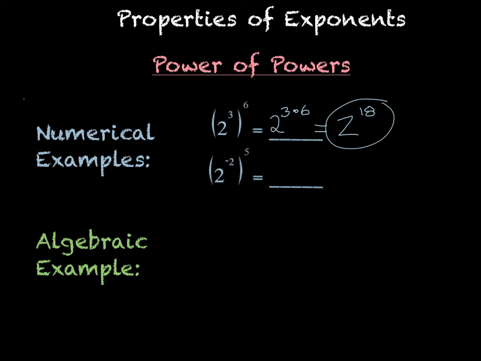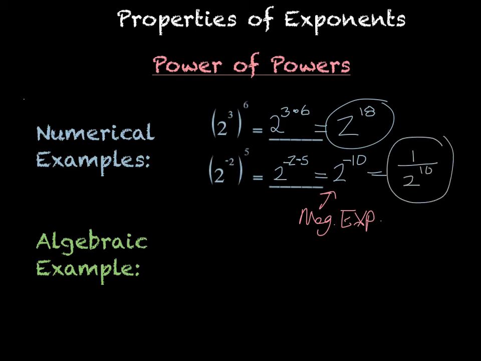The next one, we have 2 to the negative 2 power, all of that to the 5th power. So that's going to be 2 to the negative 2 times 5, which is equal to 2 to the negative 10, but now we have a negative exponent. Because of that, we need to get rid of that negative exponent, so we flip it over the fraction bar and get rid of the negative. So we have 1 over 2 to the 10th power. And that's your final answer.